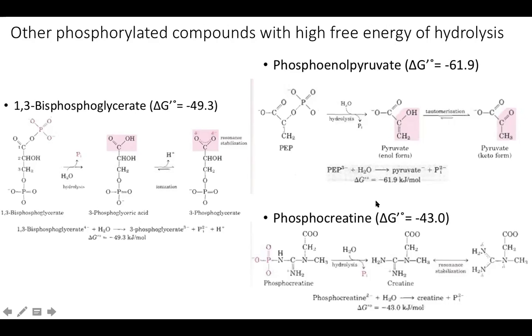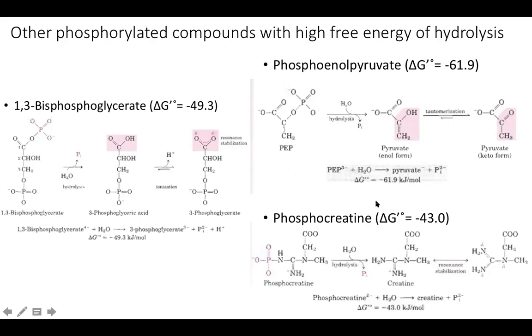1,3-bisphosphoglycerate is another high energy molecule whose hydrolysis is favorable. This is again explained by the hydrolysis reaction resulting in the formation of more stable products relative to the reactants. In this case, the ultimate product is stabilized after undergoing ionization, which allows the product to form two equal resonance structures. A final example of a phosphorylated compound with a high delta G of hydrolysis is phosphocreatine.